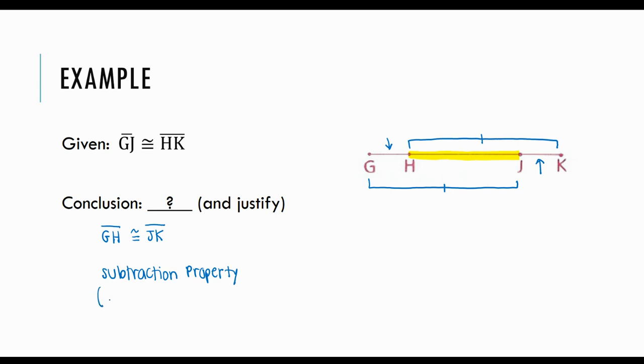So just to justify that, notice that the big piece was the segment GJ, and I subtracted away the segment HJ. That's what made equal the original big segment HK minus the same exact piece that got taken away, HJ. So there's my justification. To go from something big to something small, we are subtracting. So subtraction property.